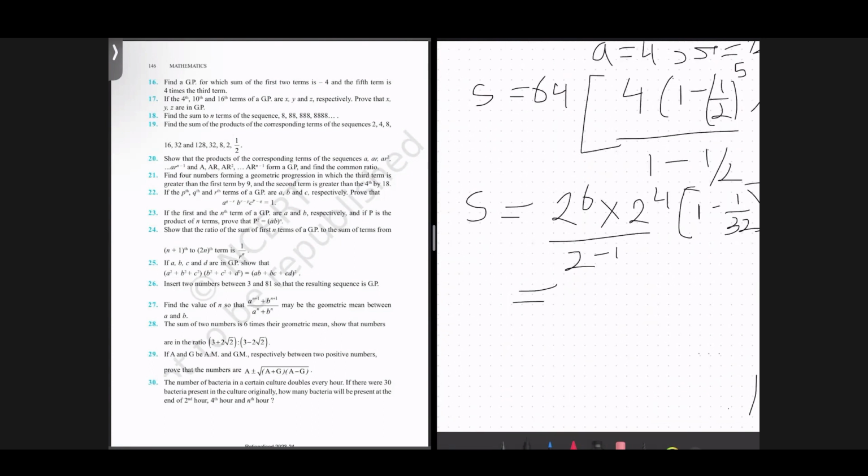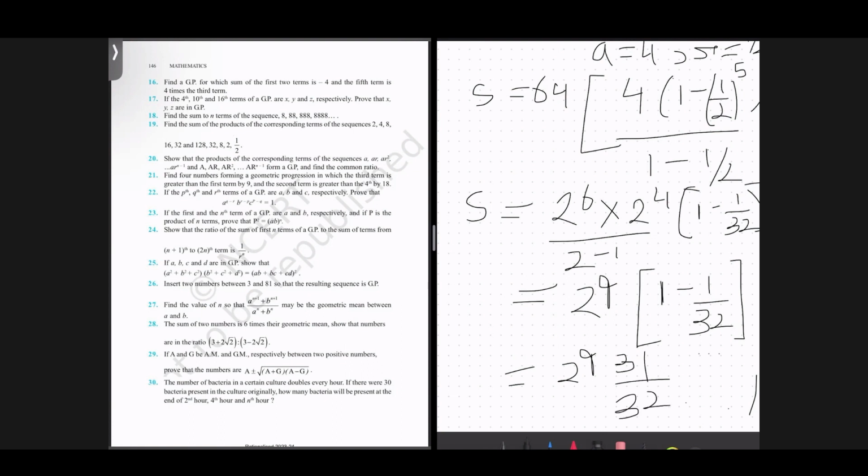Correct? The powers get added up. So here you have 2 raised to the power 9, and here you have 1 minus 1 upon 32. Correct? That is going to be nothing but 2 raised to the power 9, 31 upon 32. Correct?